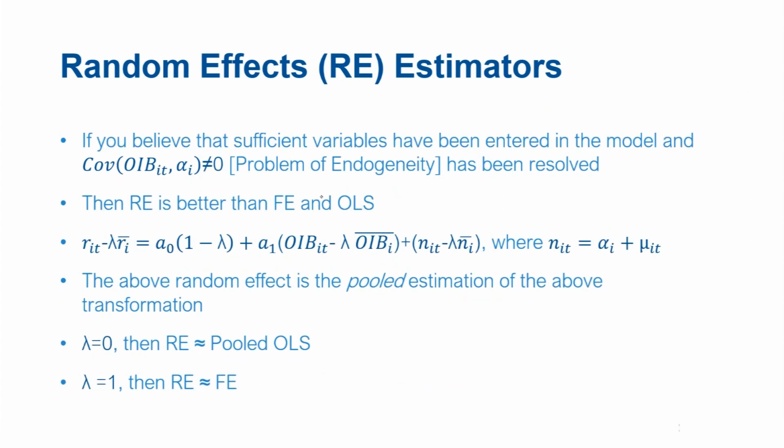And therefore, if you believe that you have the model very well specified so that sufficient variables have been entered in the model, so this covariance, this endogeneity problem has been resolved, that means essentially this is equal to zero, or for that matter you have reason to believe that alpha is very small, then RE is better than FE, OLS and FD as well. And therefore you can use a model like this.